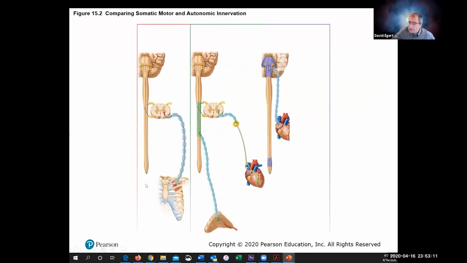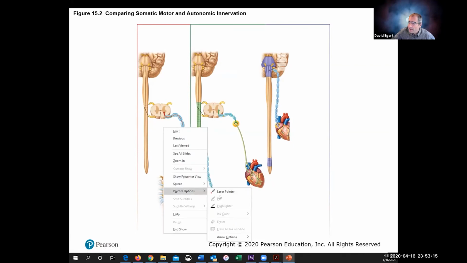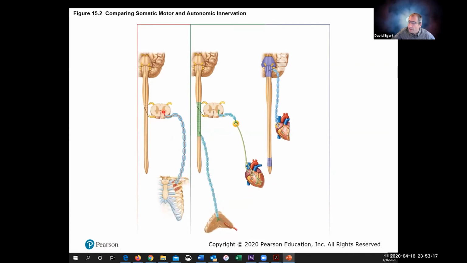This is just kind of showing if you are looking at somatic motor. Somatic motor is just going to be one shot. Motor neuron starts in the CNS, goes all the way and reaches and innervates the muscle and releases what kind of neurotransmitter? Acetylcholine.